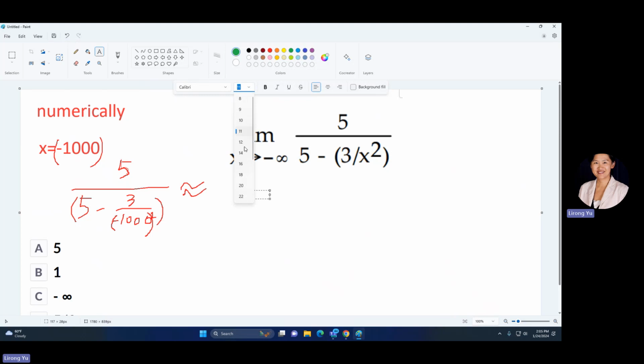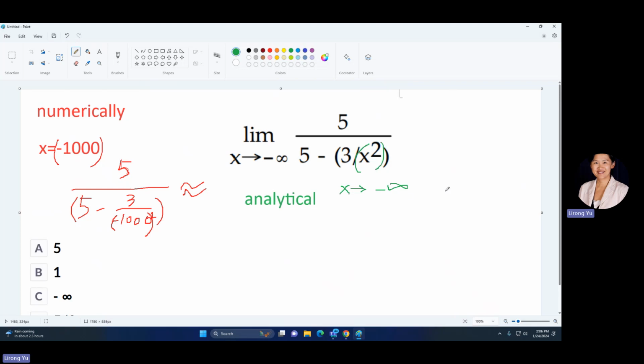That is the part that's more difficult than numerically or graphically. So what do we do? We look at how this x causes change. So x is approaching negative infinity, and then you can see we have x squared. If x goes to negative infinity, what happens to x squared? X is a really large negative number. If you square a large negative number, it's going to be even bigger, right? If you square negative 1,000, it becomes positive 1 million.